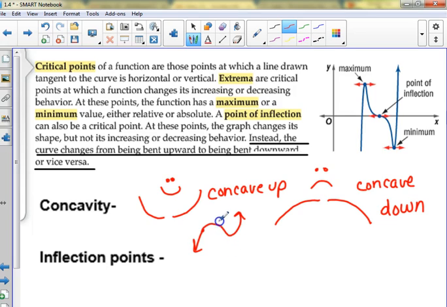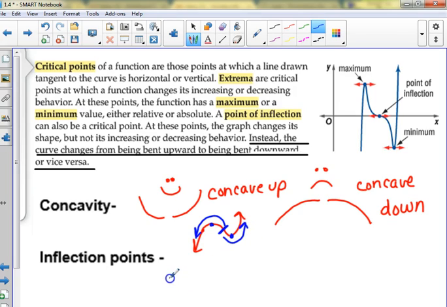Okay, here, this is the idea, guys. Somewhere between this maximum and this minimum, there is an inflection point where it changes from being sad down to happy up. Do you see that? This side of that inflection point, it's concave down. This side of the inflection point, it's concave up.